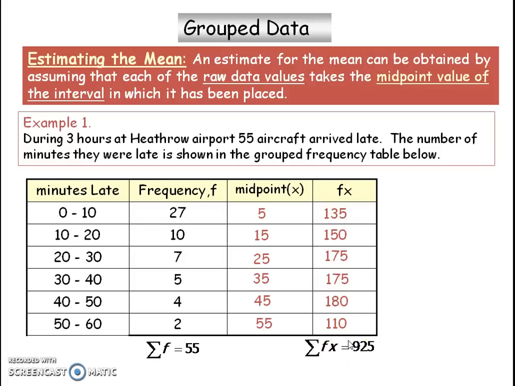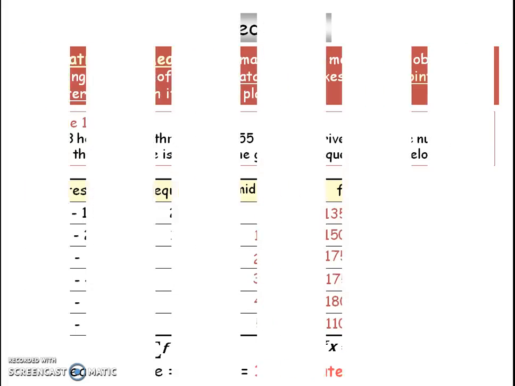Now we can calculate our estimated value for the mean, which is the summation of fx, that is 925, divided by the sum of f, which is 55, and it gives the result as 16.8 minutes. So the average or mean late time for any aircraft is 16.8 minutes.